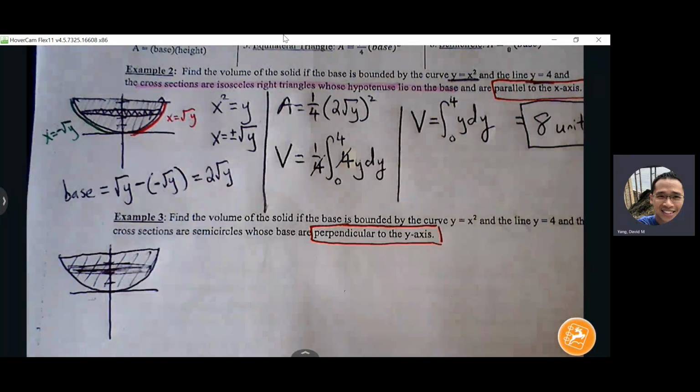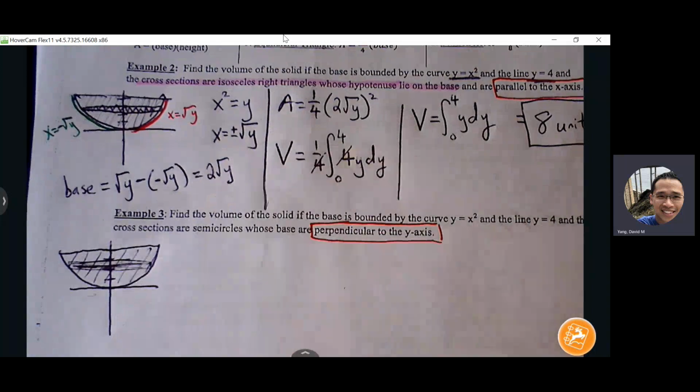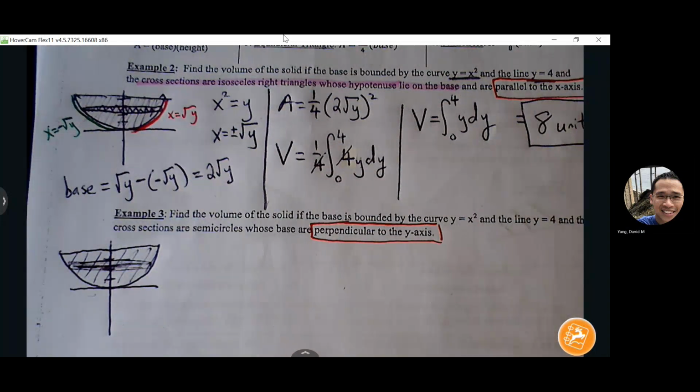So can we carry a lot of information from above? Yeah, same, right? Same equations, same base, same bounds. Just a different cross section.